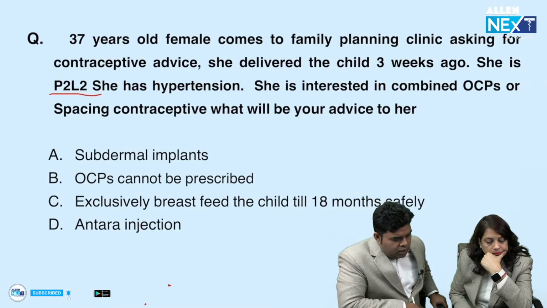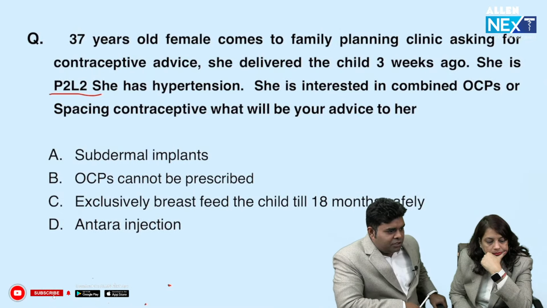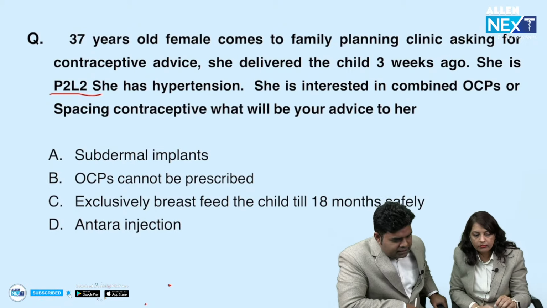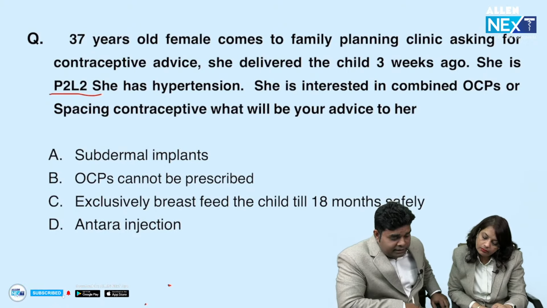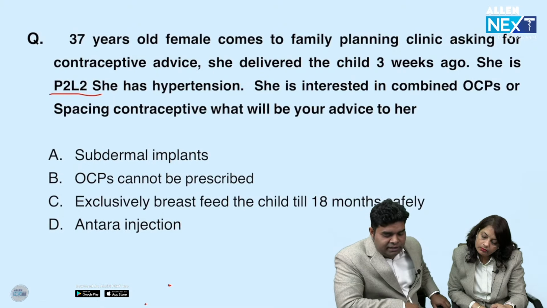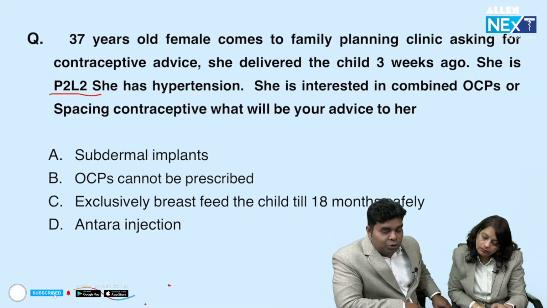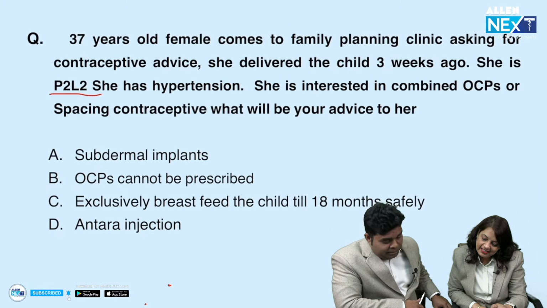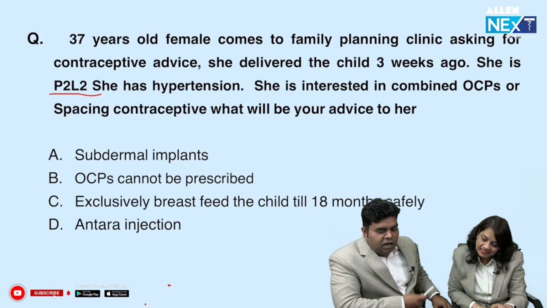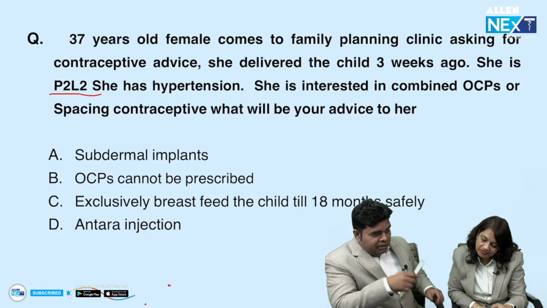Now, next, the question is of a 37-year-old female who comes to the family planning clinic asking for contraceptive advice. She delivered a child 3 weeks ago. She is P2L2. She has hypertension, and she is interested in combined OCP or spacing contraceptive. What will be your advice to her? So try to give advice to her.